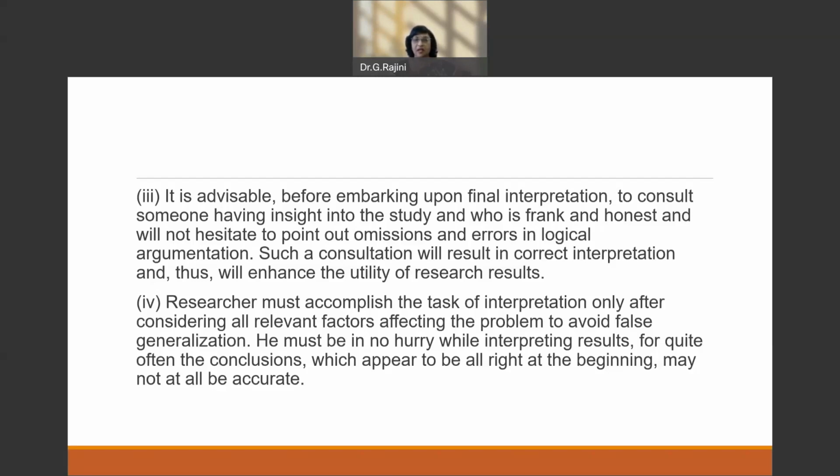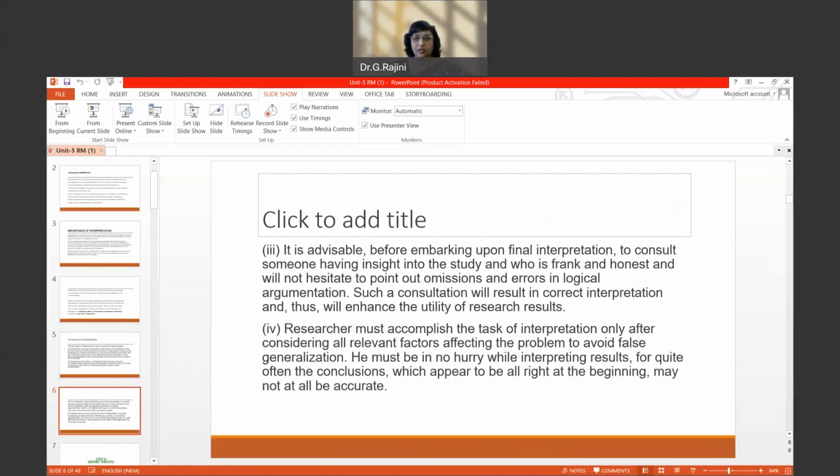So you must not be in a hurry while interpreting the results, for quite often the conclusions which appear to be all right at the beginning may not be at all accurate and precise as well. Okay. So now what I'll do is I will show you an example of how a research finding would be. Look at this. This is how the interpretations will be. Okay. This is data analysis and interpretation.